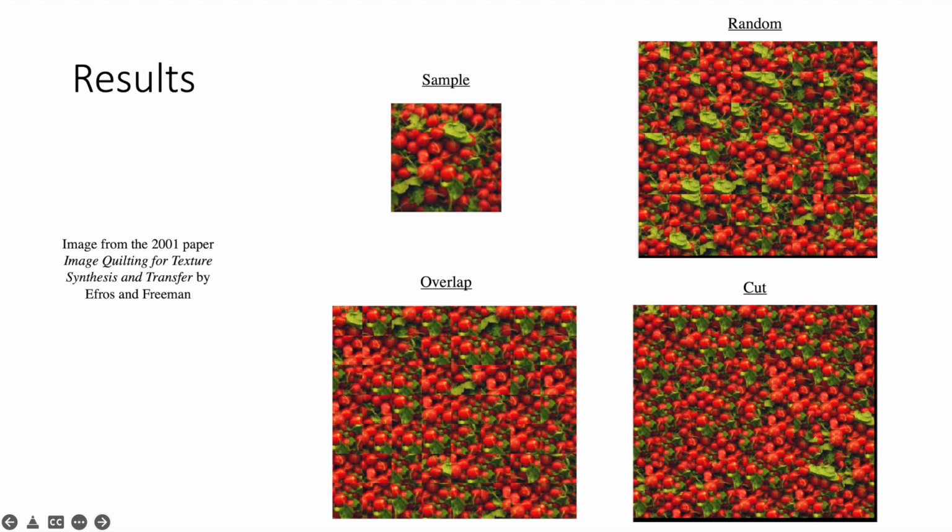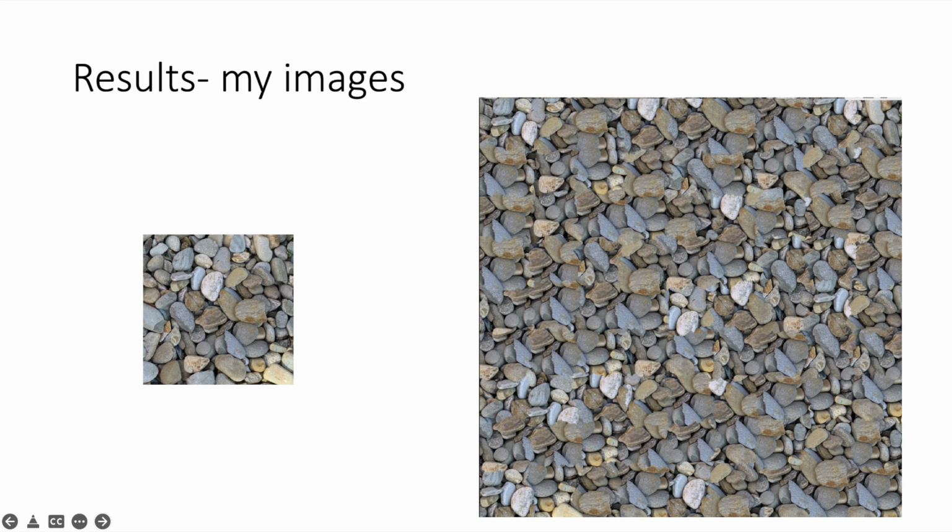Here are the results for all 3 methods together using an image taken from the paper. The final result is definitely the cleanest, and I think it's pretty hard to tell where the borders of the patches are. And here are some of the results from pictures that I took of textures that I found around campus.